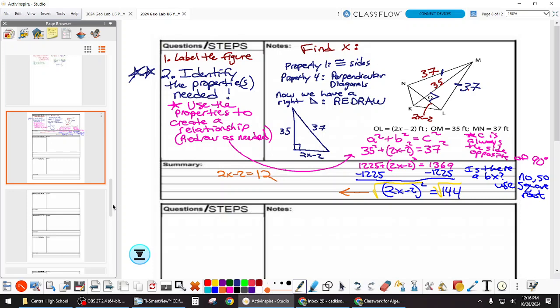Okay, and then look how nice and simple that solve is, right? What are we going to do next? Add 2 to 12. Yep, add 2 to the 12, and then divide, and we'll get 7.